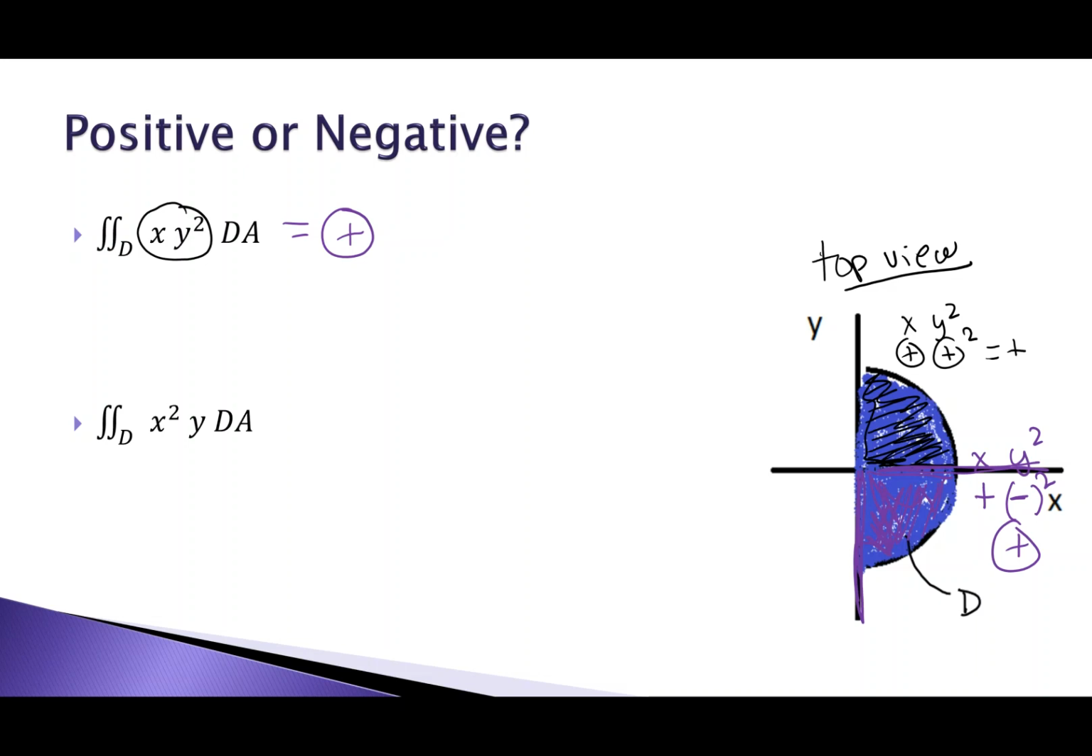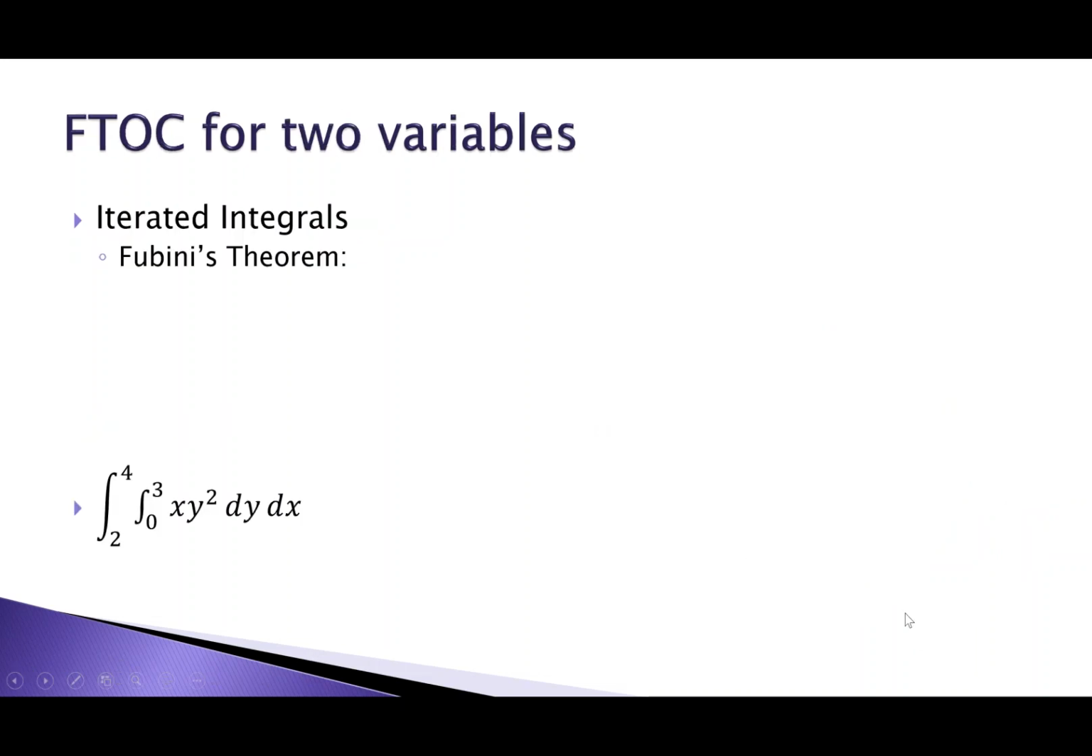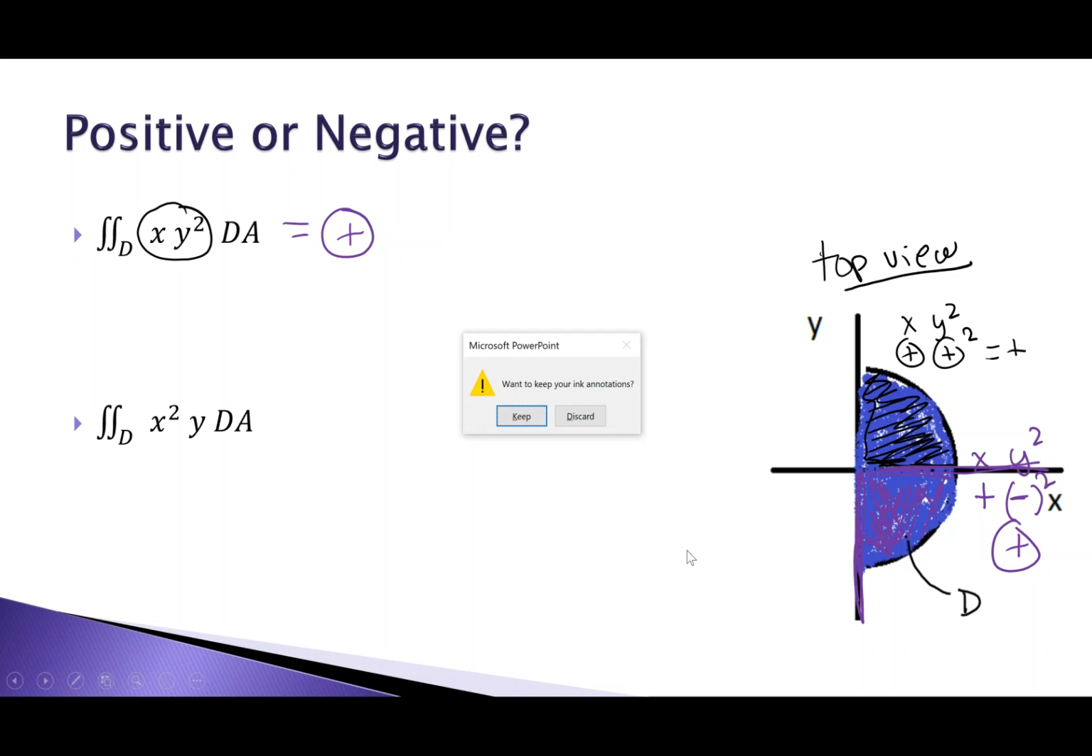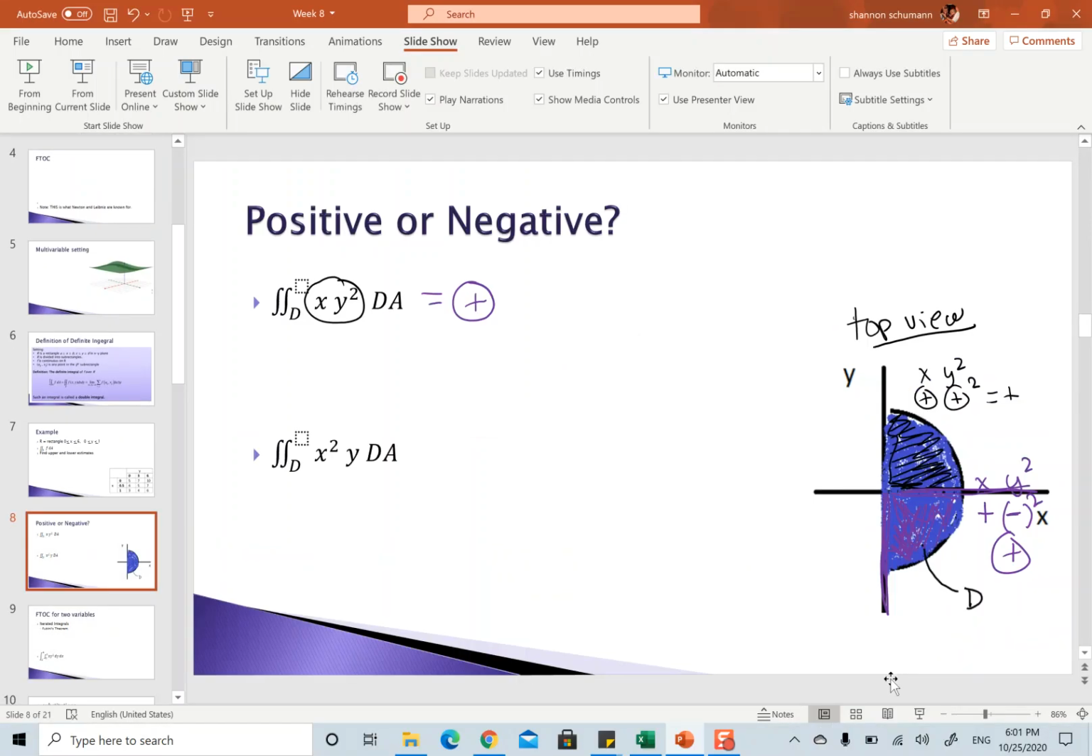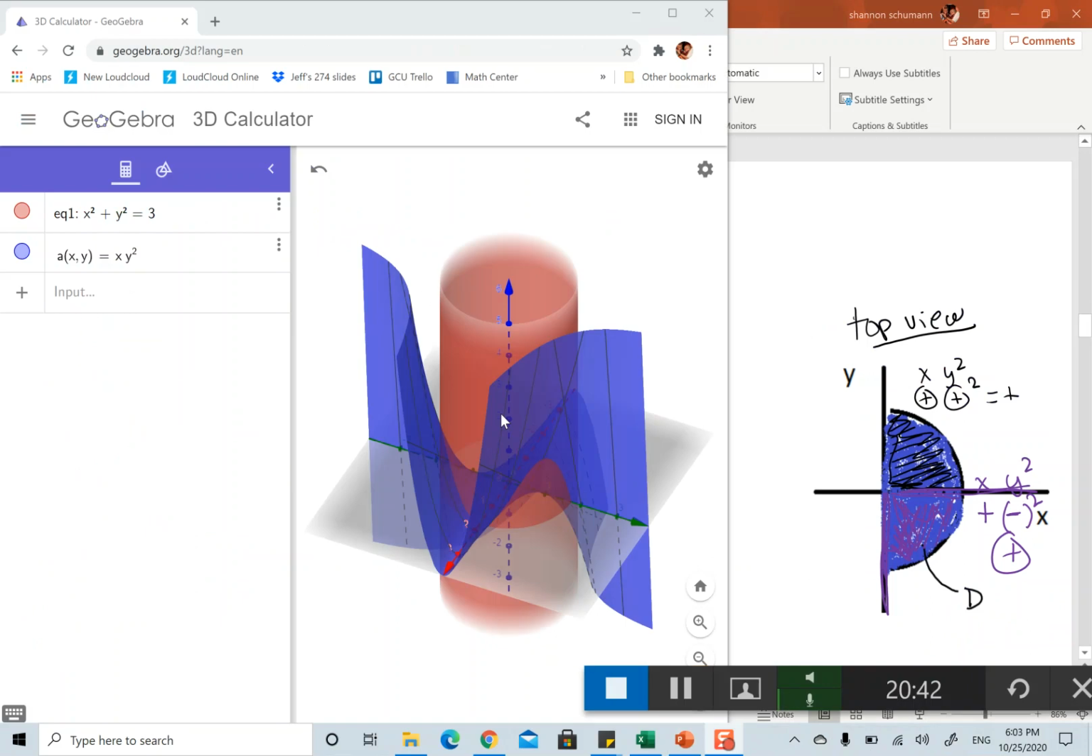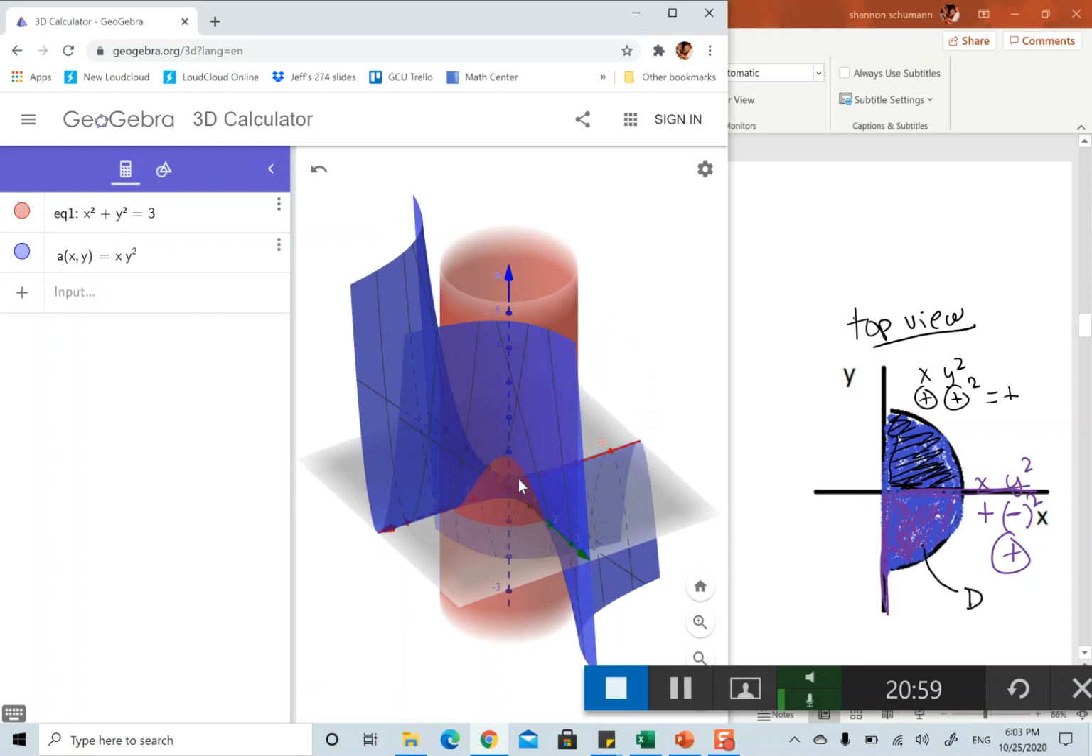Now I'm going to see if I can get into GeoGebra, and we'll take a peek at it. If I can pause this video and okay, I think I've got a pretty good picture here. The purple is the function xy squared, and the red cylinder is actually the floor right here. So you can see here's the first quadrant. I'm looking at things that are inside of the cylinder and below the purple, so that's positive.